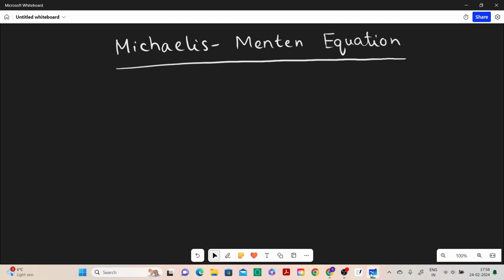Hi, so today we are going to talk about the Michaelis-Menten equation. What does this equation do? It's a mathematical representation of the rate of enzymatic reactions.